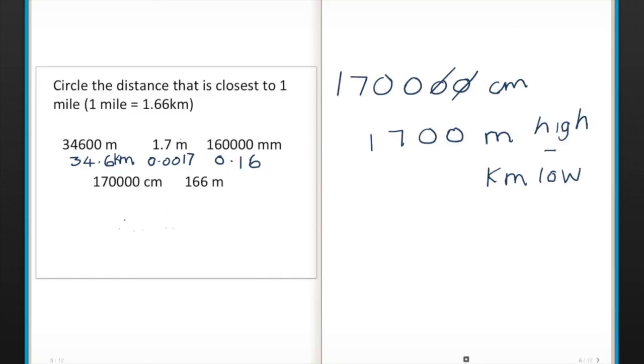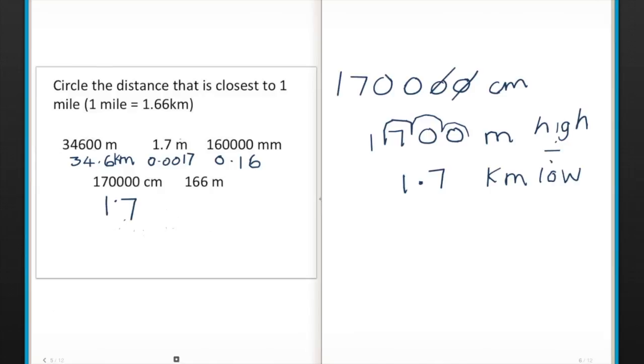To get from high to low, divide. We're talking about kilometres, so we're dividing by 1,000. The moment my decimal point is here, left for lower, and we're going to go 3 spaces. 1, 2, 3, which gives me 1.7. So let's write that in.